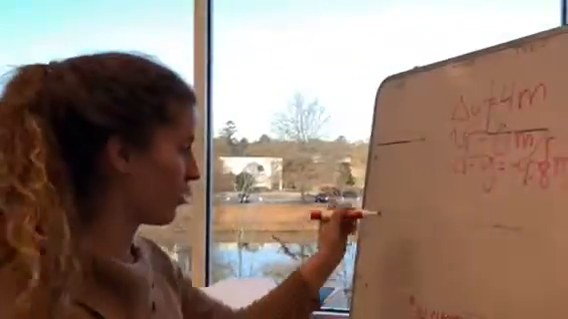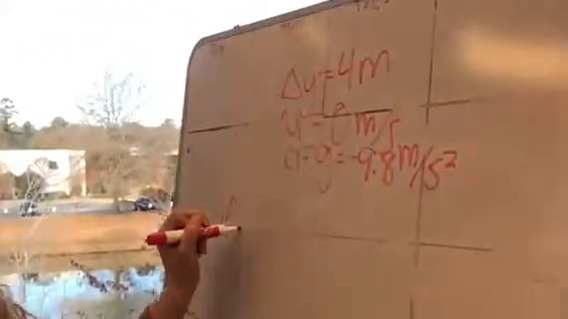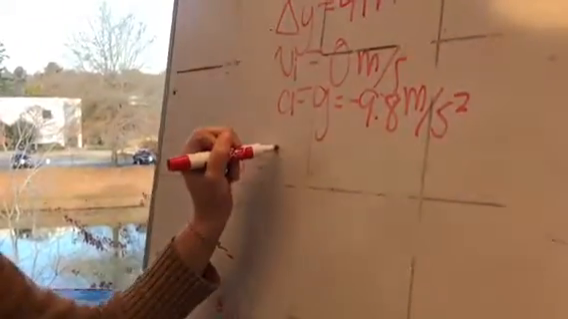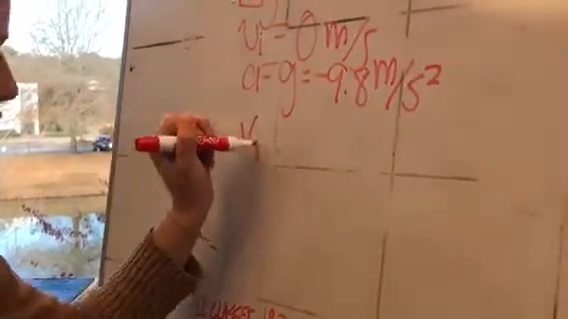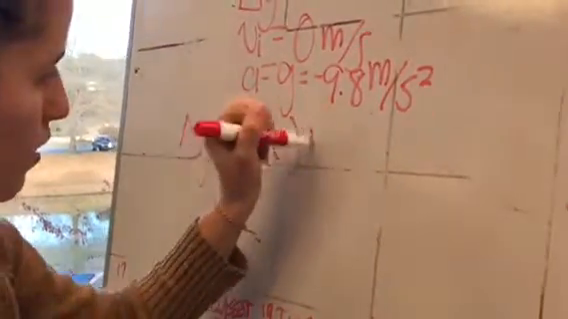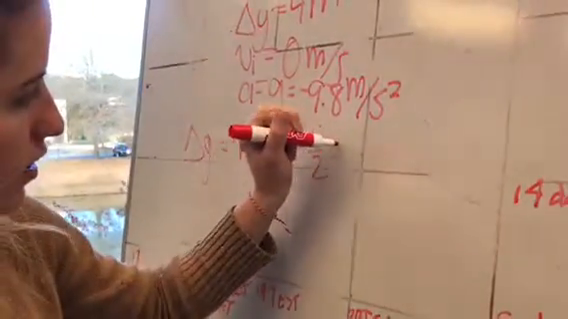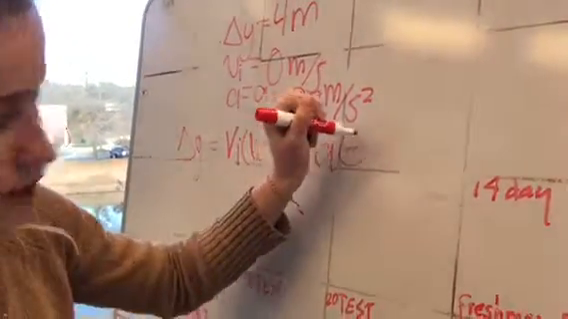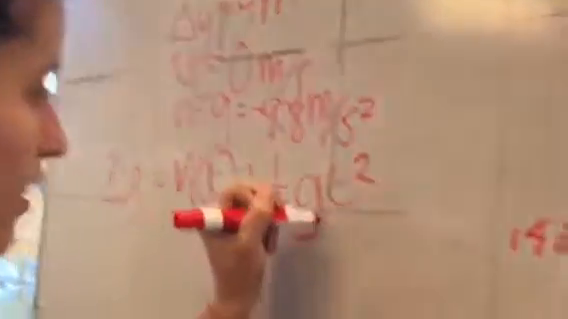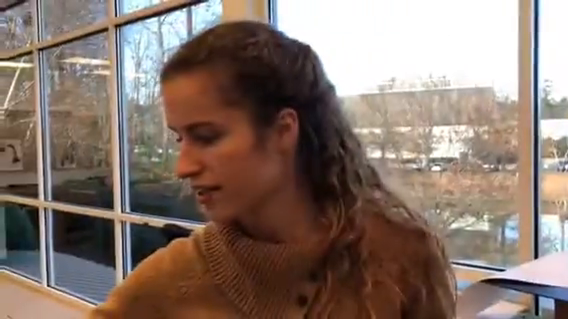Then we must choose which equation we should use. The equation we should use is delta y equals velocity initial times time plus 1/2 acceleration times t squared. Remember, acceleration is gravity. Because the student is dropping the ball, velocity initial is 0.